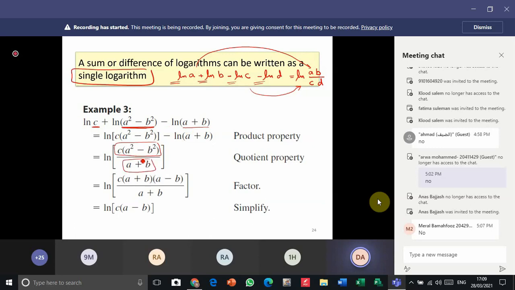Now, a squared minus b squared, we have a difference of squares. We can write it as a plus b multiplied by a minus b, and cancel a plus b with a plus b. So we have ln of c multiplied by a minus b. Any question?